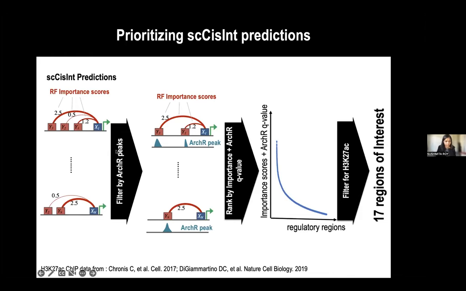From scCisINT, we get these random forest importance scores that we further filter based on ArchR, and then rank based on importance and some ArchR p-value, and then apply some other filtering based on other histone marks and dynamics across the reprogramming time course. We find there are 17 regions that we are now following up with experimental assays. And I'm going to tell you about one of these.